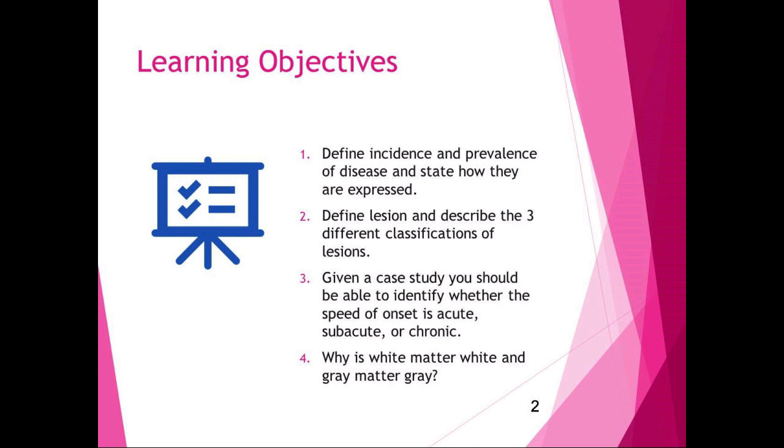The learning objectives for this section I want you to address are, I want you to be able to define incidence and prevalence of disease and state how they're expressed. So this is our second visit to incidence and prevalence. We talked about it in pathophysiology last summer. I want you to be able to define what a lesion is and describe 3 different classifications of lesions. Given a brief case study, I want you to be able to identify whether the speed of onset is acute, subacute, or chronic. And then just a simple question here, why is white matter white and gray matter gray?